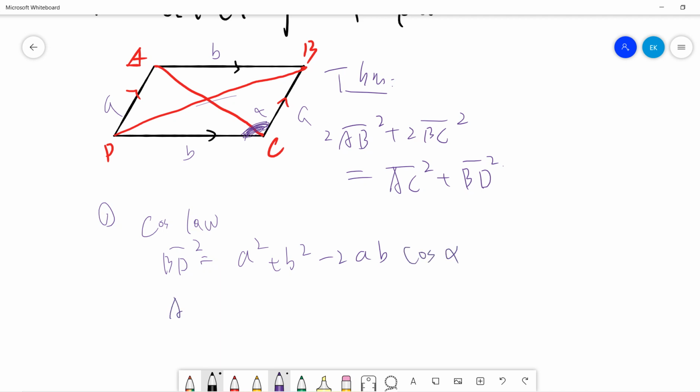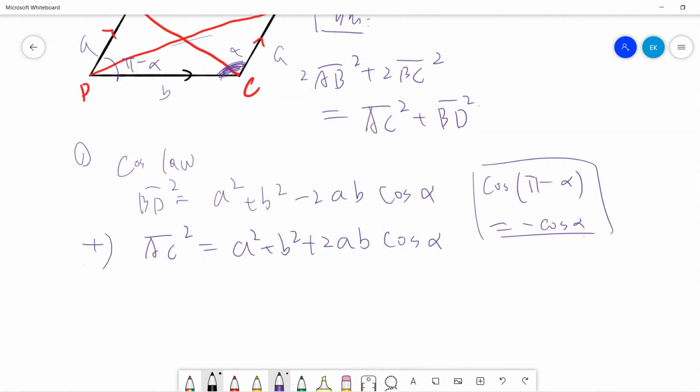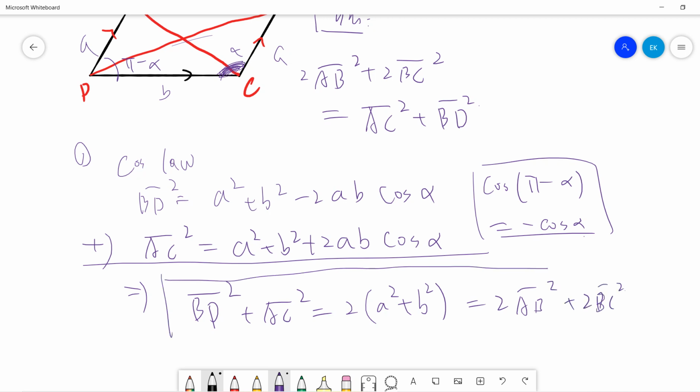And how about AC squared? AC squared is a squared plus b squared. Remember these two are parallel, so this angle is pi minus alpha, so it's plus 2ab cosine alpha. Originally it's minus cosine of pi minus alpha, so that's the key. Summing, BD squared plus AC squared will be 2 times a squared plus b squared, which is exactly 2AB squared plus 2BC squared. So this is the proof.